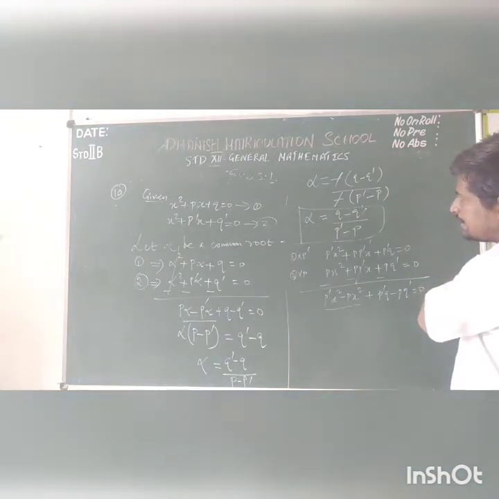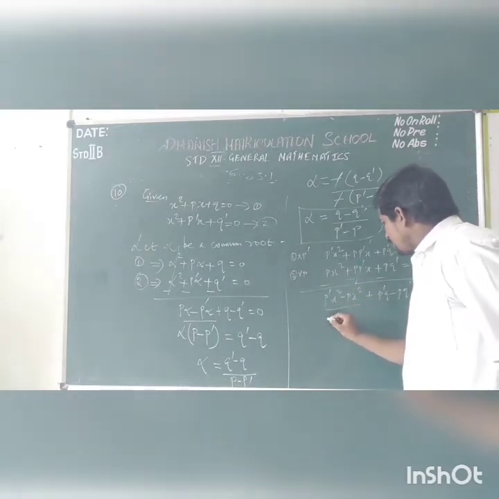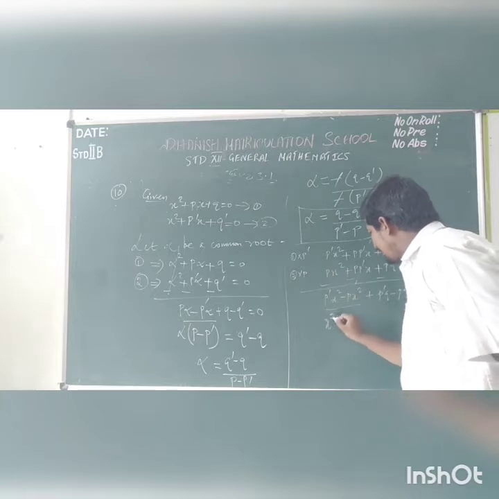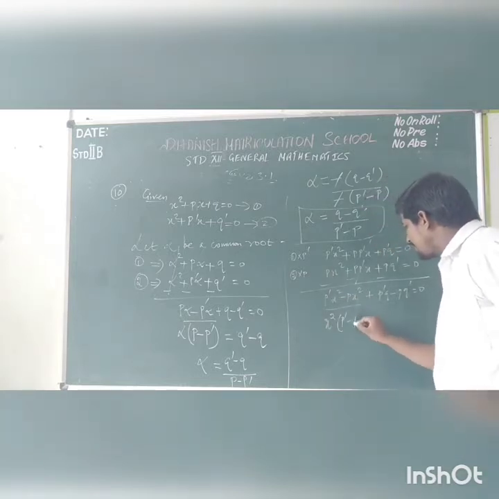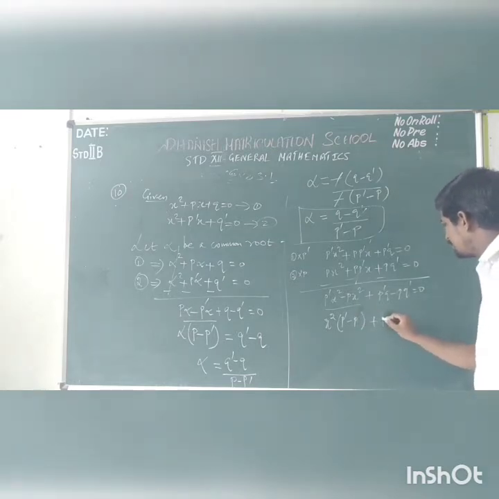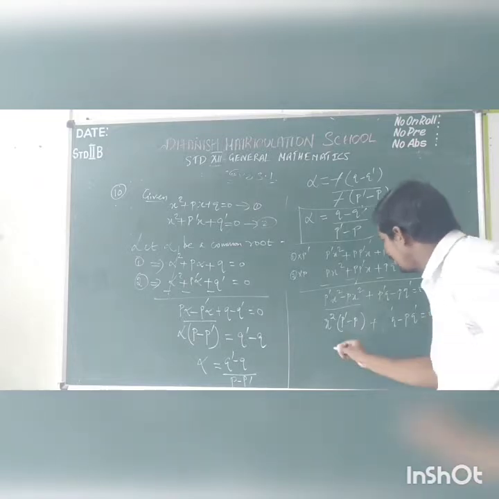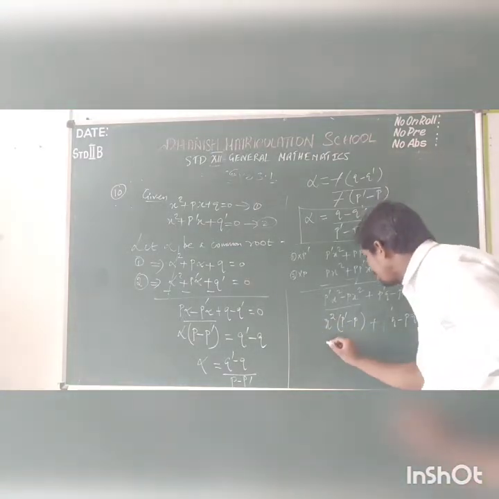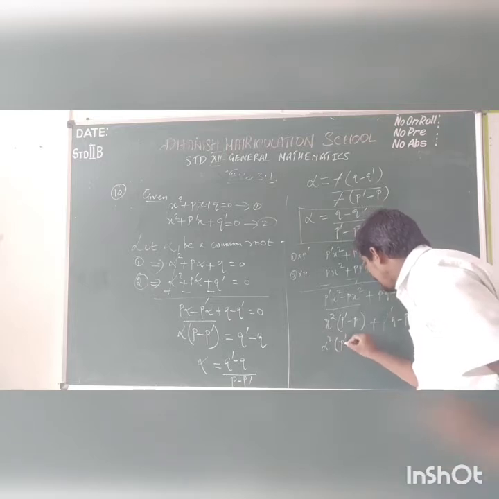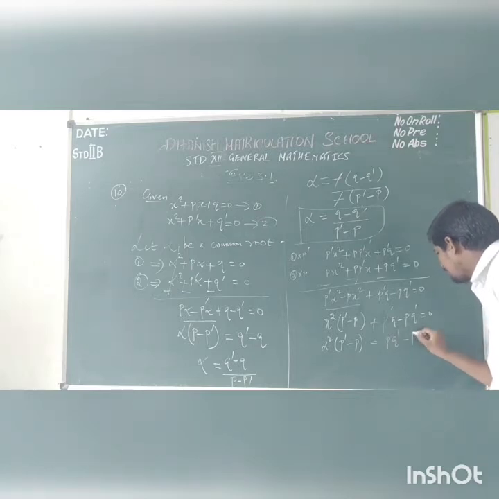Instead of x we can put alpha. From these two we can take x square as common. So (p dash minus p) x square plus p dash q minus p q dash equal to 0. Now we can put x as alpha. So alpha square into (p dash minus p) equal to p q dash minus p dash q.